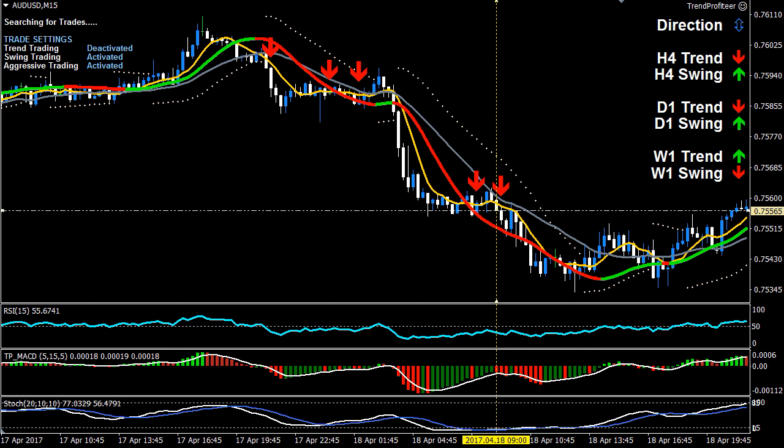So a valid trade once again, and that concludes this example for a swing within trend sell trade as an aggressive trade type on the short 15-minute time frame.